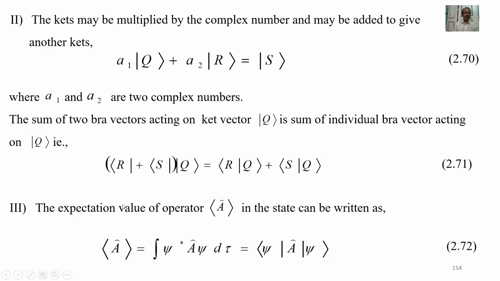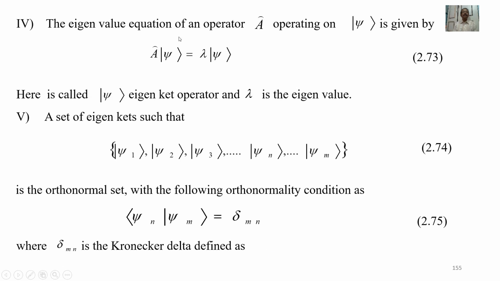The expectation value of operator A in the state psi can be written as, any expectation value is nothing but the operator sandwiched between the vector and its complex conjugate. So in bracket notation, this can be written like this: A sandwiched between ket psi and bra psi. The eigenvalue equation of an operator A operating on psi is given as A operating on psi will give us lambda psi. Here ket psi is an eigenket of operator A, and lambda is the eigenvalue. This is an eigenket, and this A is an operator.